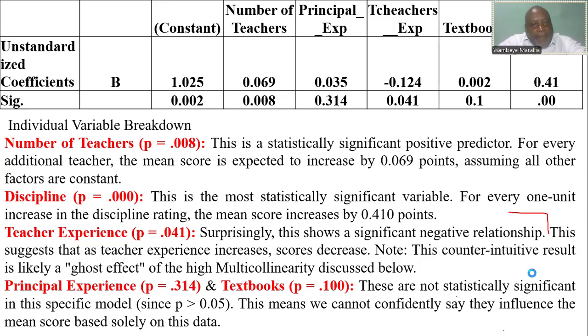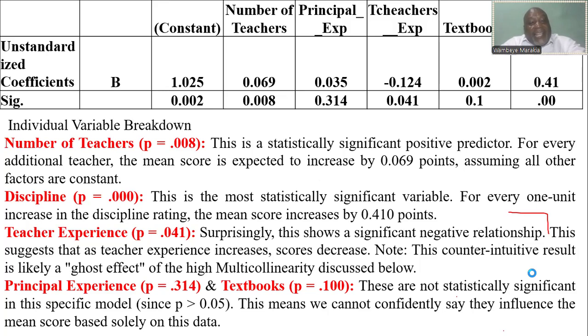remain constant. Also, on the discipline, which is also statistically significant, for every unit increase in the discipline rating, the mean score increases by 0.410. Now, when you look at the teacher experience, the p-value is 0.41. It is a significant negative relationship.